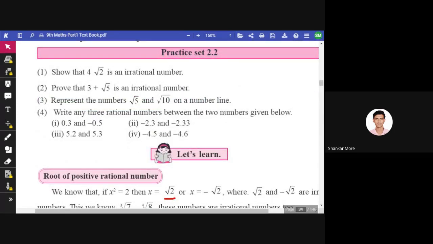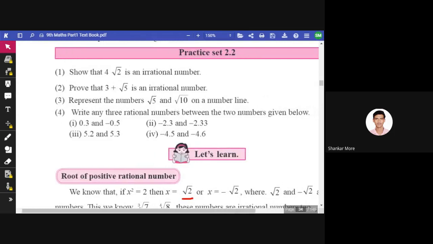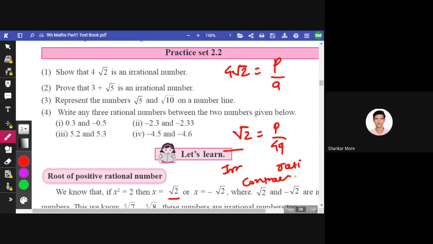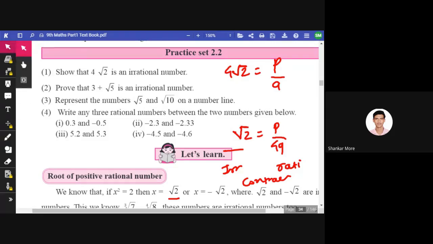Show that 4 square root of 2 is an irrational number. So क्या करना है हमें? 4 root 2 is equals to p by q लिखना है, right? So square root of 2 is equals to क्या हो जाएगा? p by 4q हो जाएगा, right? So left side we have irrational number and right side we have rational number, which is contradictory, isn't it? So hence it is proved that 4 root 2 is irrational.